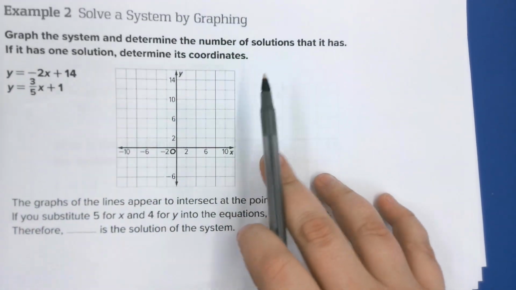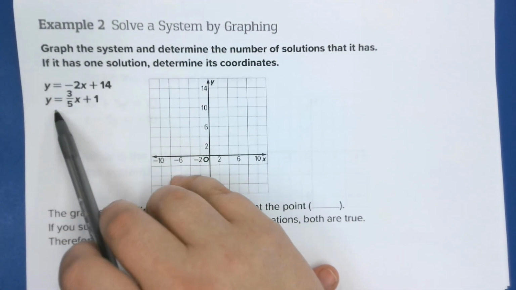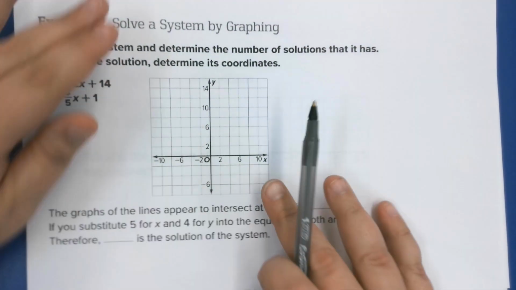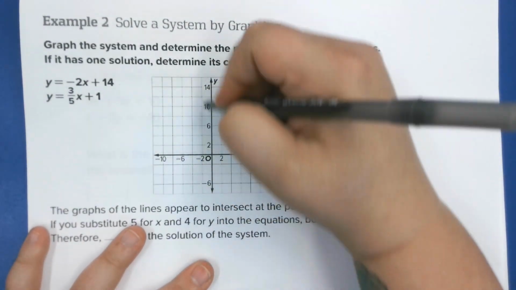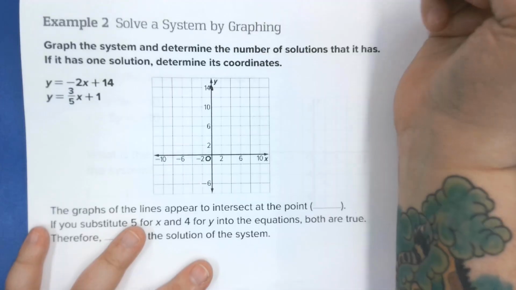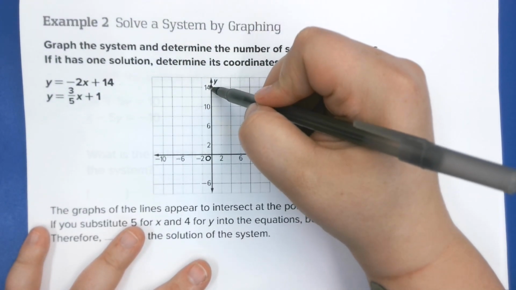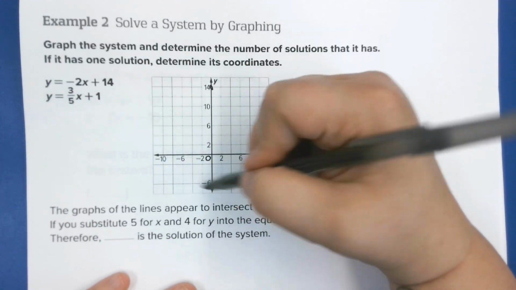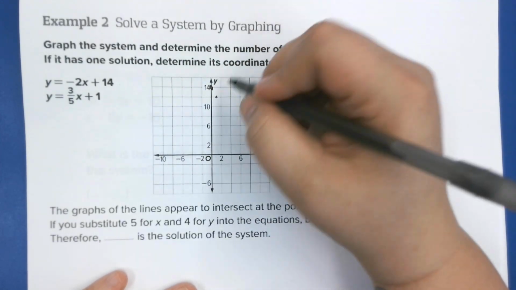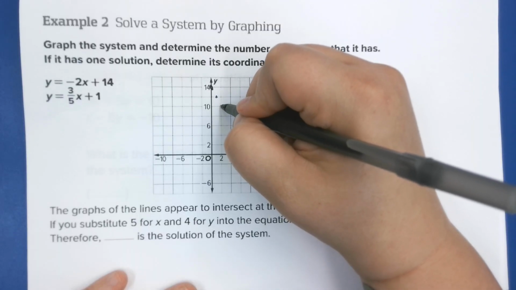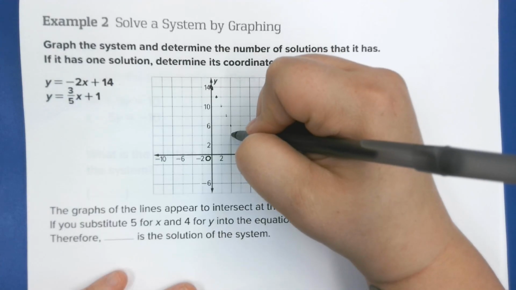So here we go on to example 2. They've set both equations to y for us already, so we don't have to do that work. Starting with equation number 1, my y-intercept is 14, so I'm going to put a point on 14. My slope is -2, so I'm going to go down 2 to the right 1. Notice that we're counting by 2's here, so down 2 to the right 1 puts me at half. I'm going to keep doing that so that I can easily draw my line.